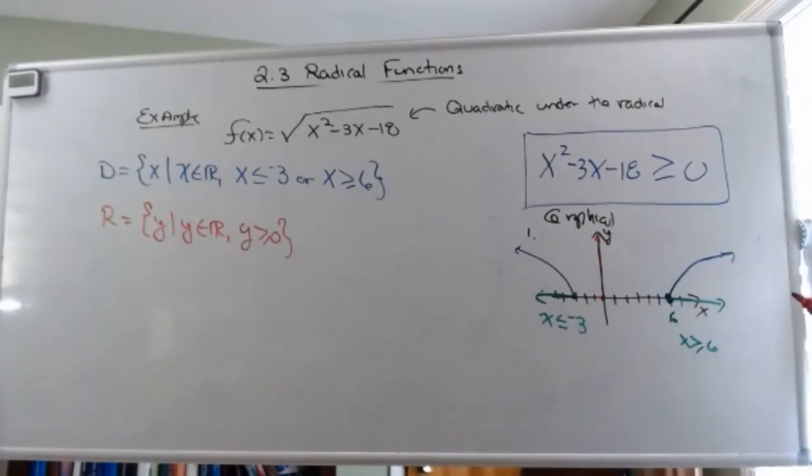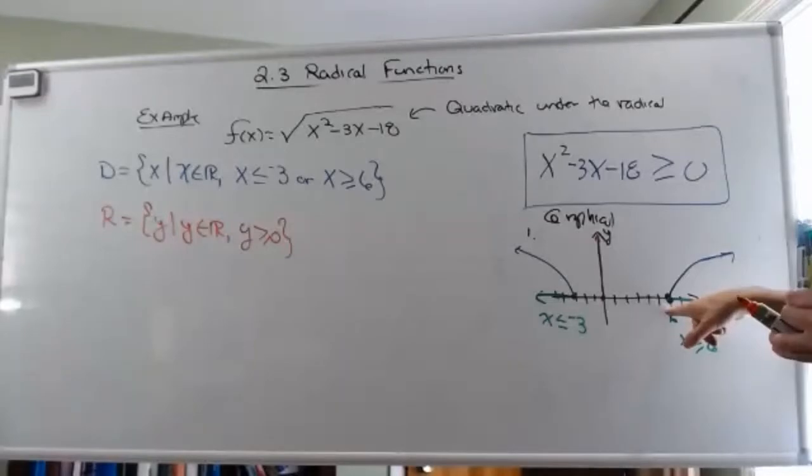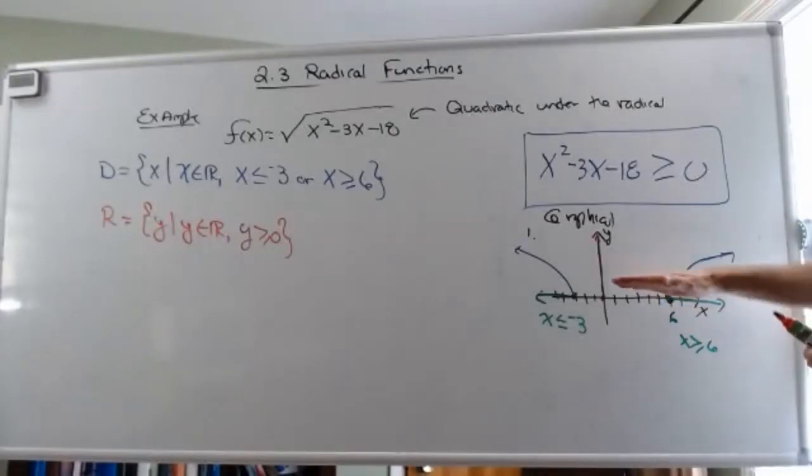And if you again get fixated, the domain is all the allowable x values, and the range is all the possible y values. So if I wanted to get y equal to 0, I could either put in a -3 or a 6, and I get the square root of 0, which would give me 0 in both cases. Any other number in that range will just put me out.